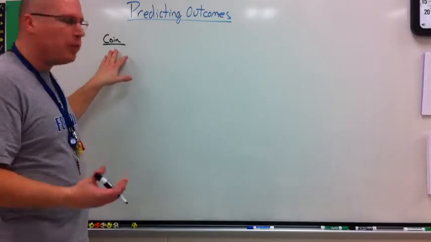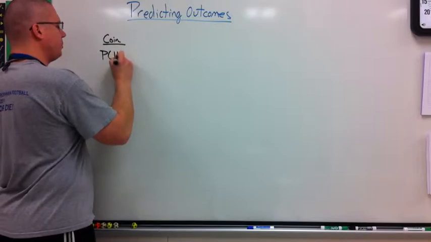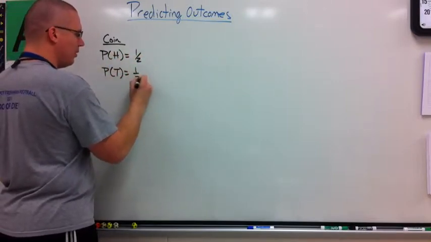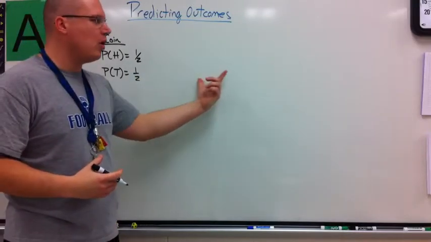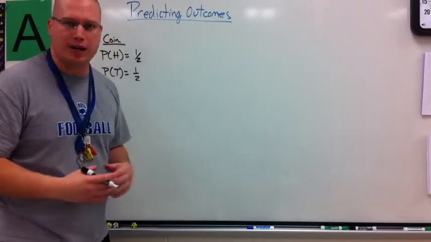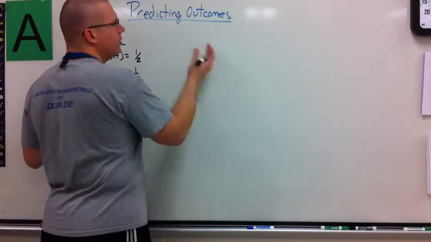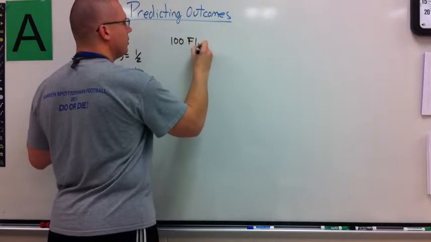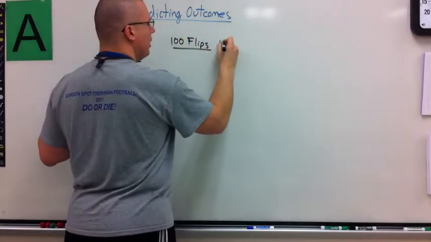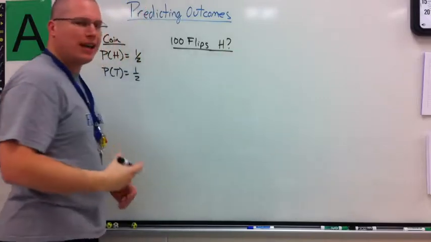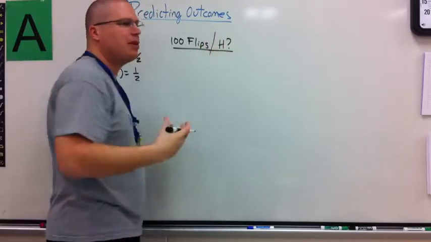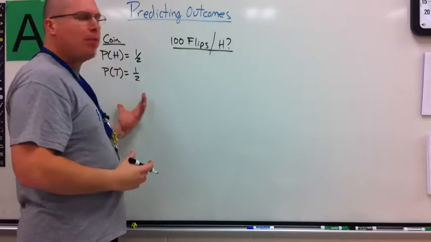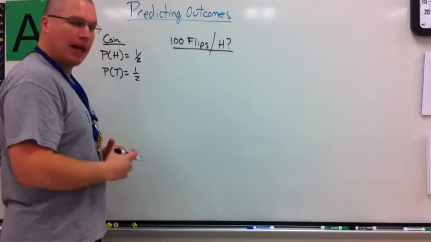So let's take a look at a coin. We know the chance of a head is 1/2. We know the chance of a tail is 1/2. So how do I project this onto, let's say I want to flip a coin 100 times. If I would flip a coin 100 times, how many heads should I get? Again, this is intuitive. You should be able to say, oh, well, it's half and half. I should get 50.